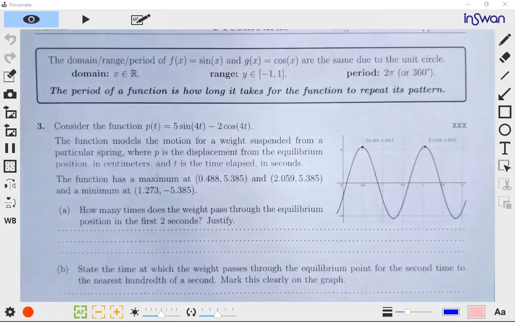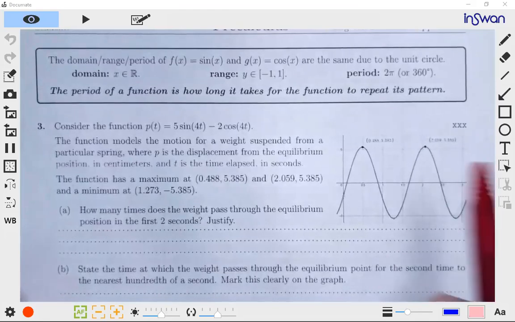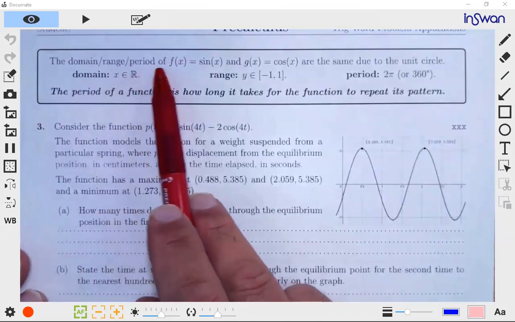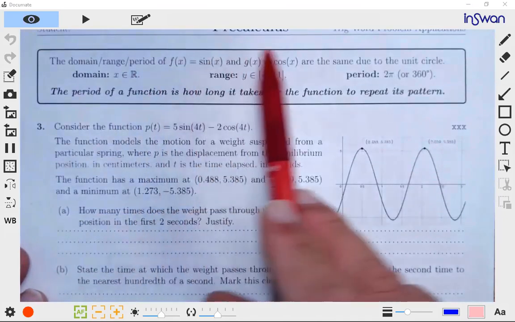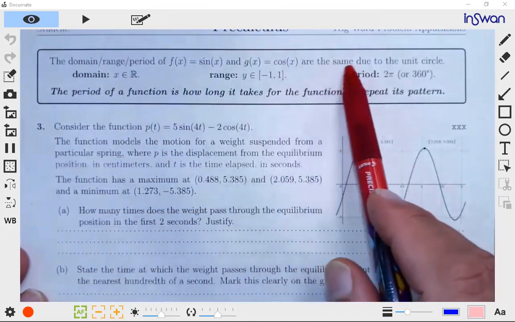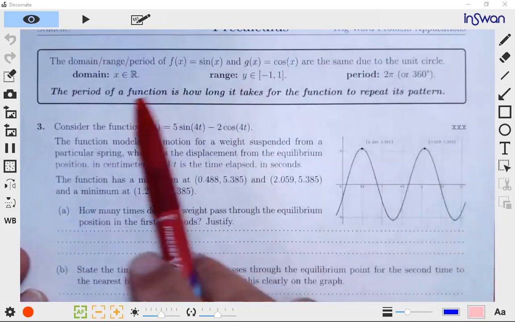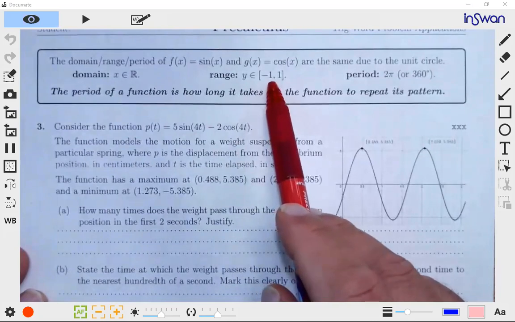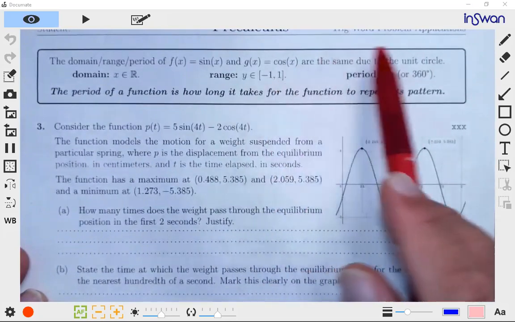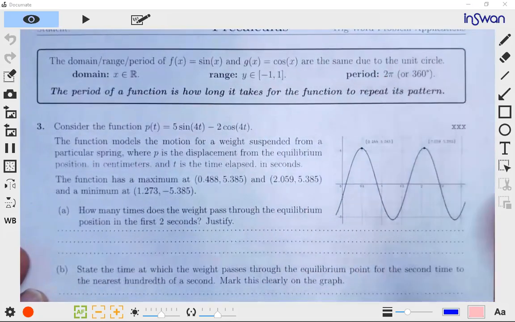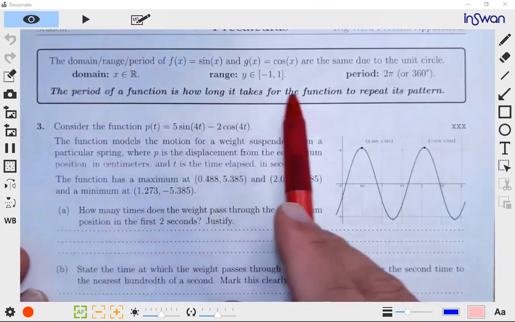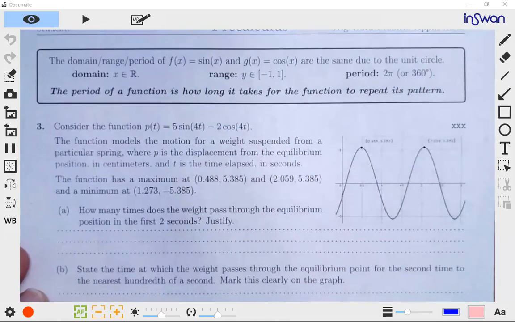Okay, so let's look at some application problems with trigonometry. Now you should recall that the domain, range, and period of the sine function and the cosine function are the same due to the unit circle. Domain, all real numbers, range between -1 and 1 inclusive, period of 2 pi or 360 degrees, right? And the period of a function is how long it takes for the function to repeat its pattern.